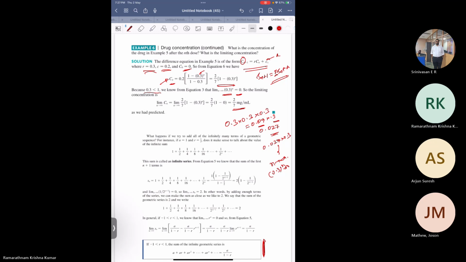Clear? Yes, sir. So what if that R value was just 1, sir, instead of 0.3? Yeah, 1. Tell me what will happen. N tends to infinity, 1. It'll just be 0. Okay, limit.